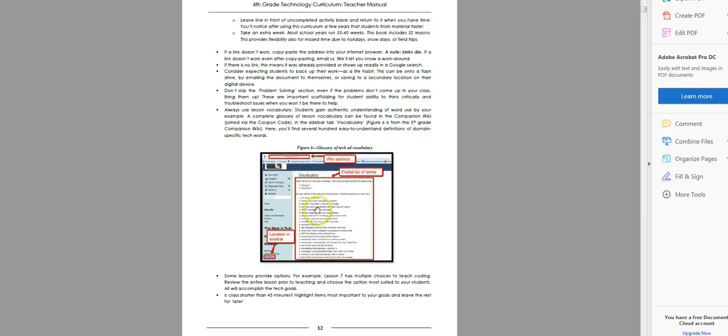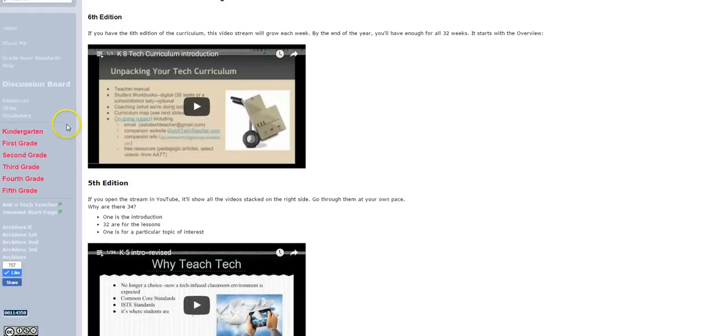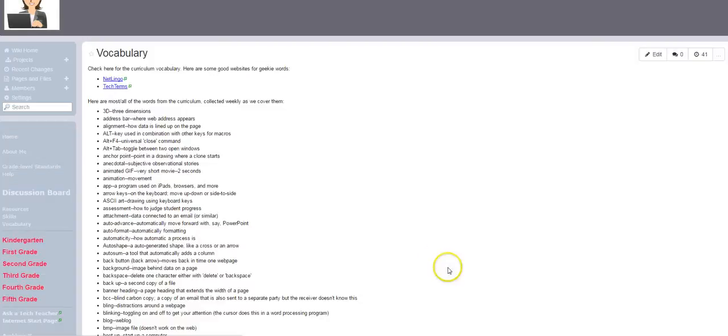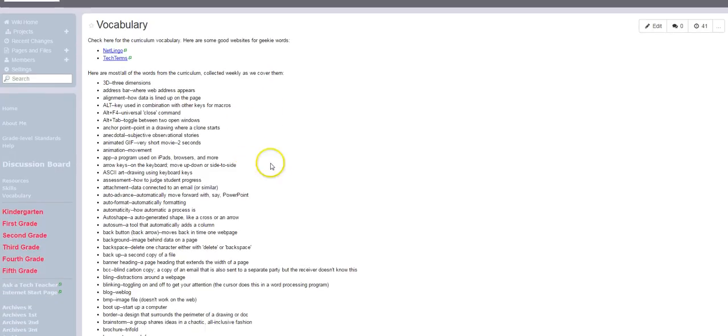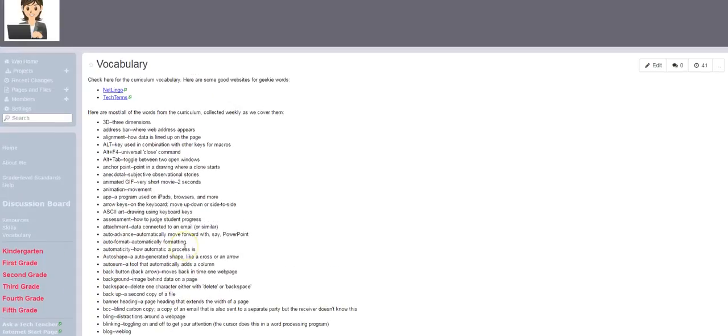This is a great page, by the way, vocabulary. If there's a word you don't understand, go to our wiki and go to the vocabulary page. And there are all the words from the 9 years. Now, I say all the words, but I think there are a few that are skipped because they're so close to something else.